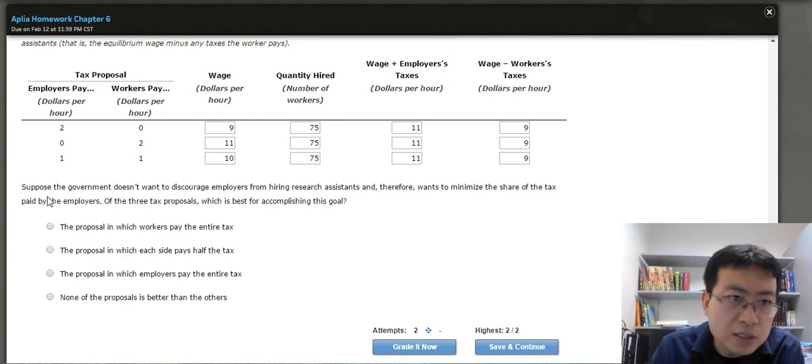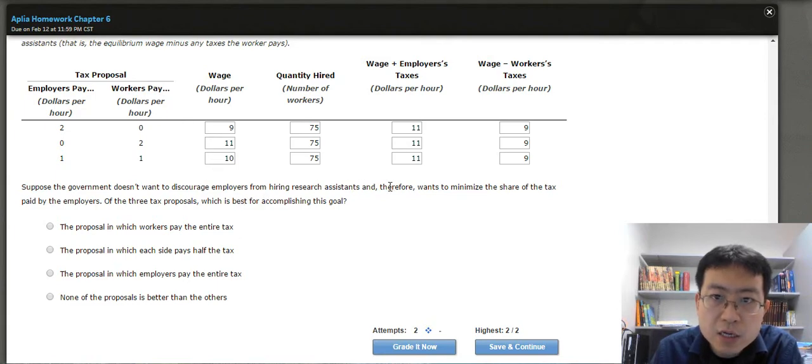And then the next part of the question. Suppose the government doesn't want to discourage employers from hiring a research assistant, and therefore wants to minimize the share of tax paid by the employer. Of the 3 tax proposals, which is best for accomplishing this goal?